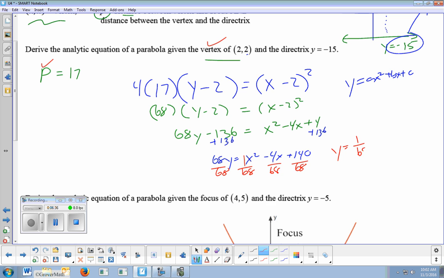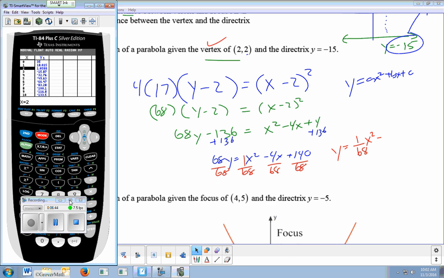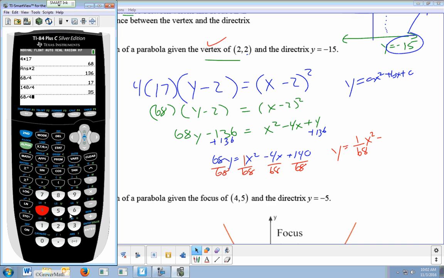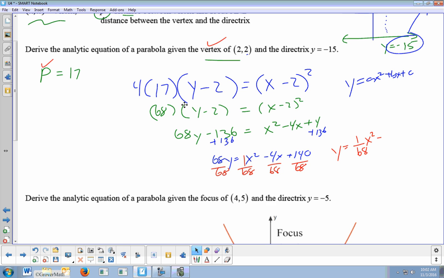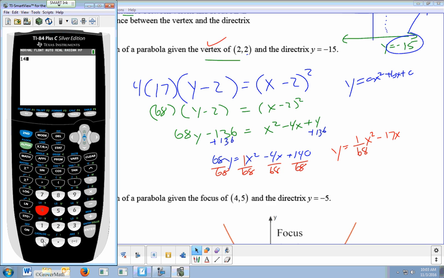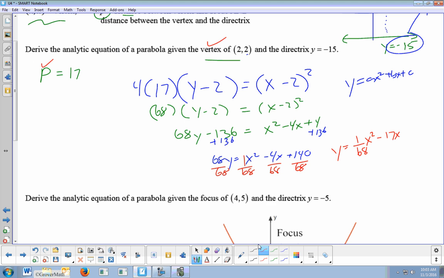1/68 x squared minus, now 4 over 68 I can reduce, so let me just see what is 68 divided by 4, and it comes out to be 17. That makes sense because 4 times 17 was 68. So minus 17x. And then I could probably reduce 140 over 68 too. If you're not sure how to do that, let me show you. 140 divided by 68, and then just hit math, enter, enter, and it'll give you the fraction in simplest form. 35 over 17. So plus 35 over 17.